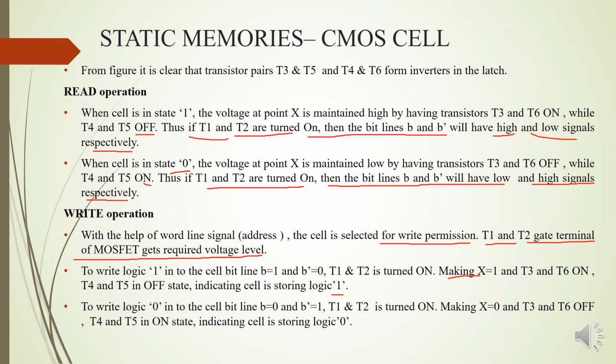Similarly, to write logic 0 into the cell, bit line B is equal to 0 and B bar is equal to 1. T1 and T2 are turned on using the word line, making X equal to 0, with T3 and T6 off and T4 and T5 on, indicating that the cell is storing logic 0.